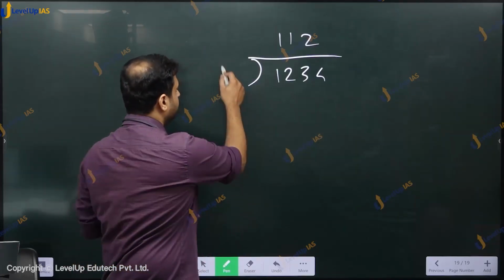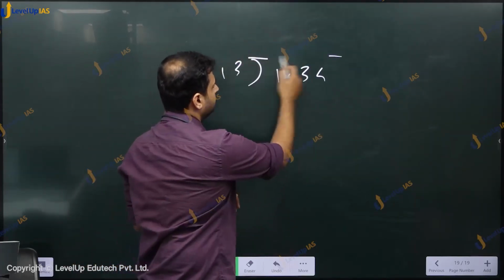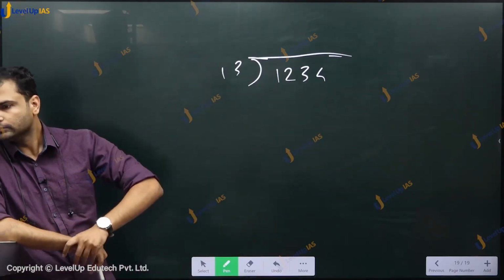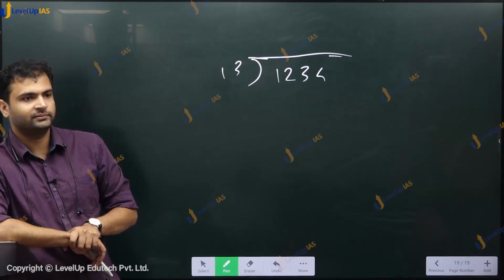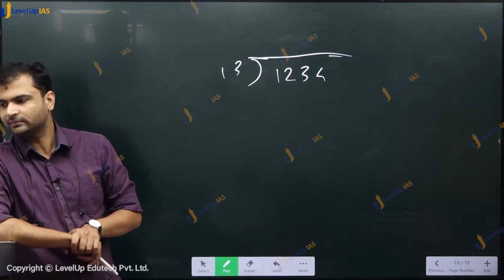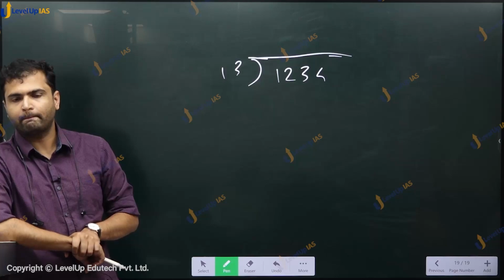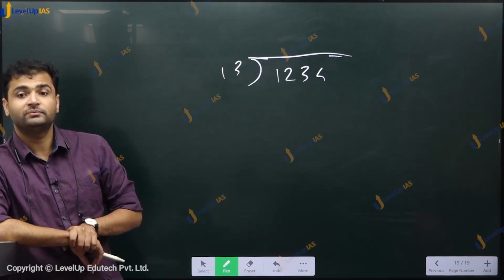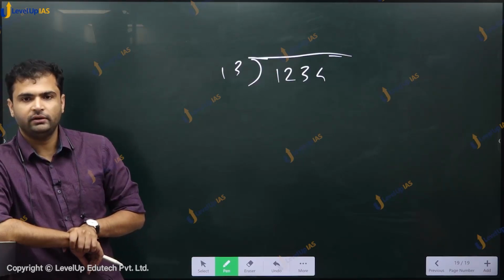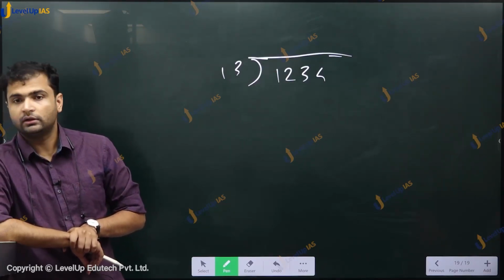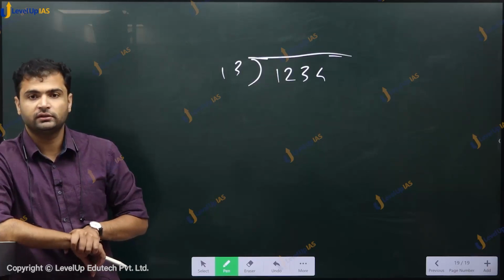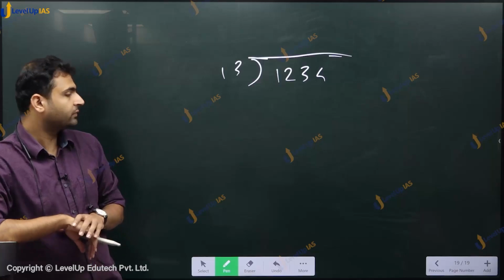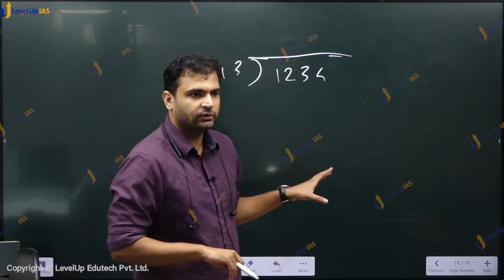What if I have 13 here? 12 is remainder and quotient is 94. अच्छा, okay, good. So you are familiar with the process. आ गया?